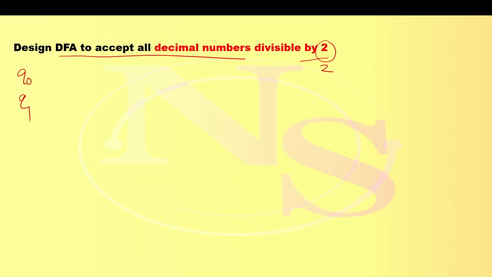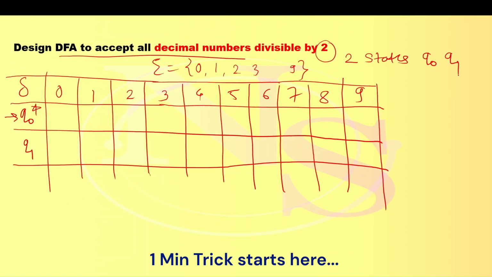Then decimal numbers, all decimal numbers. So our input set consists of decimal digits, just like binary consists of 0, 1, and ternary consists of 0, 1, 2. Similarly, decimal consists of 0, 1, 2, 3 up to 9. This will be our sigma. Now start designing the table first, and from the table we can write our deterministic finite automata. As I mentioned, divisible by 2 means there will be two states Q0, Q1. In this case, Q0 will always be the starting and final state.